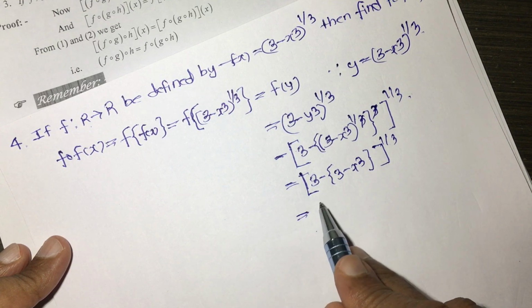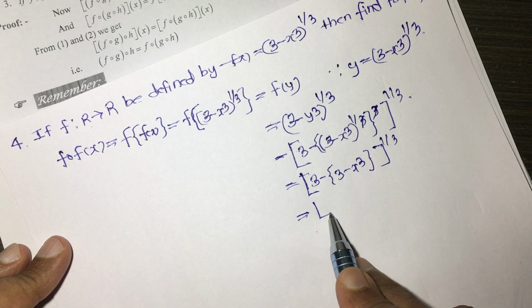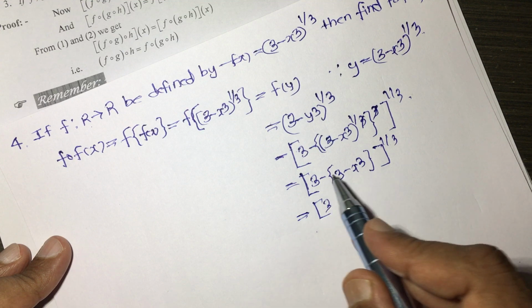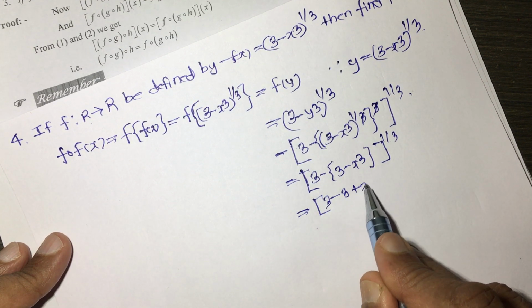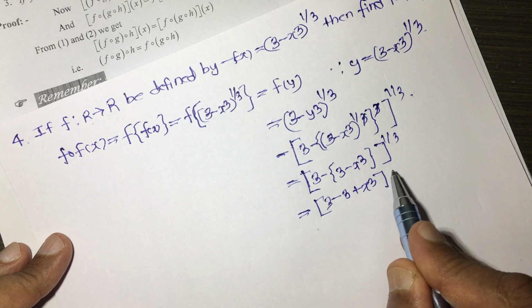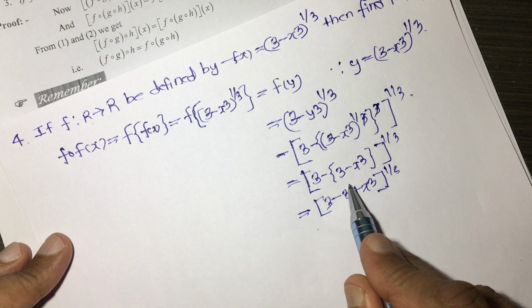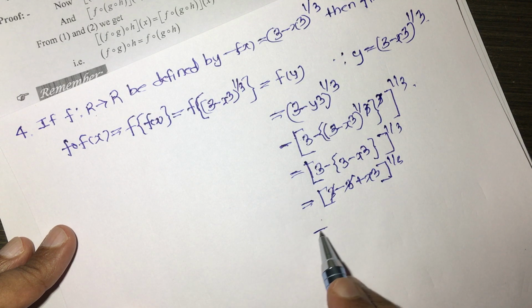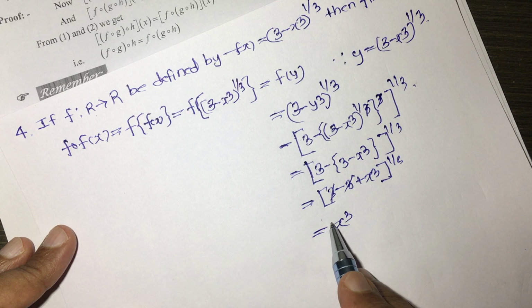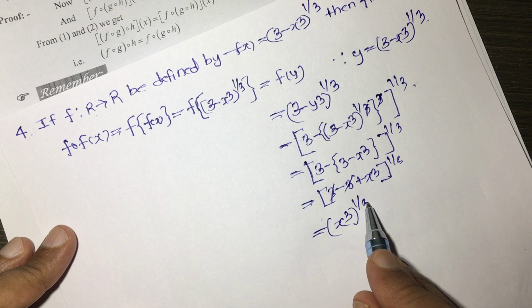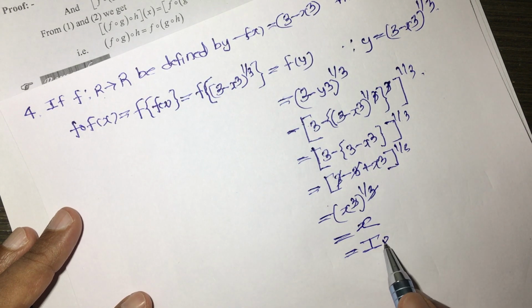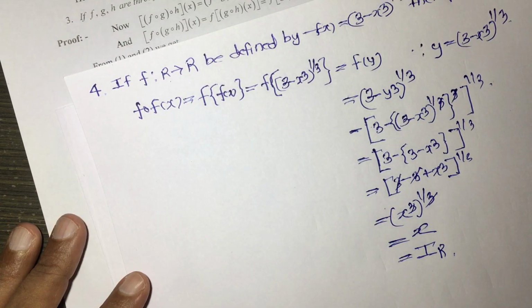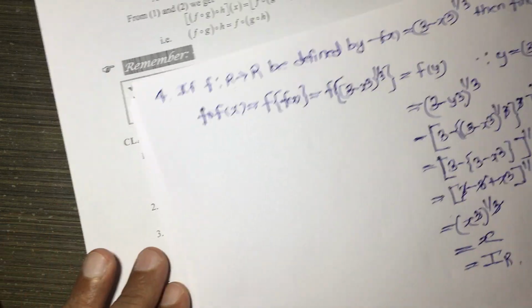Now this is, see here, 3, I multiply this by minus sign. So minus 3 minus x cube raised to 1 by 3, plus 3, minus 3 get cancelled, and x cube raised to 1 by 3, and this 3 get cancelled, we get x, and that is nothing but an identity function, I_R, the identity function in the set of real numbers.